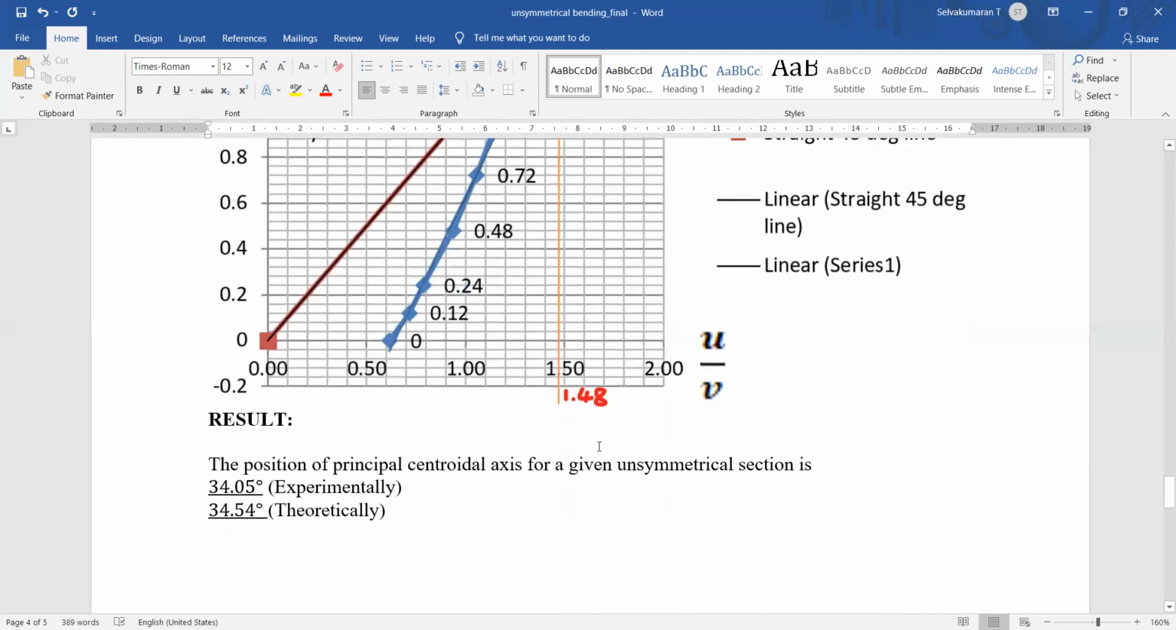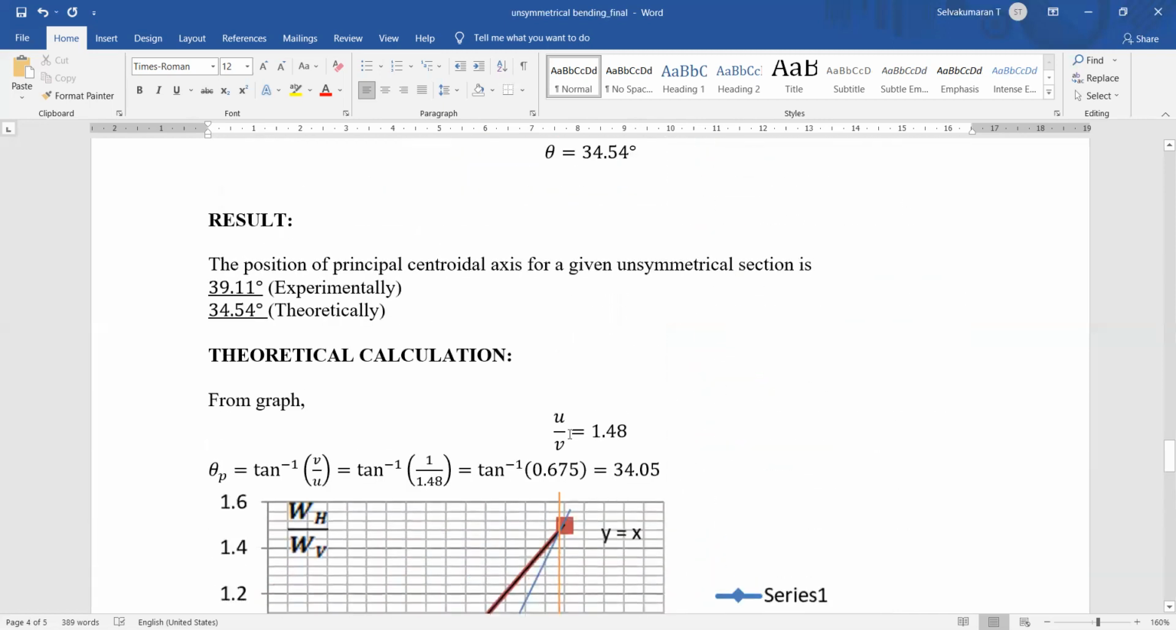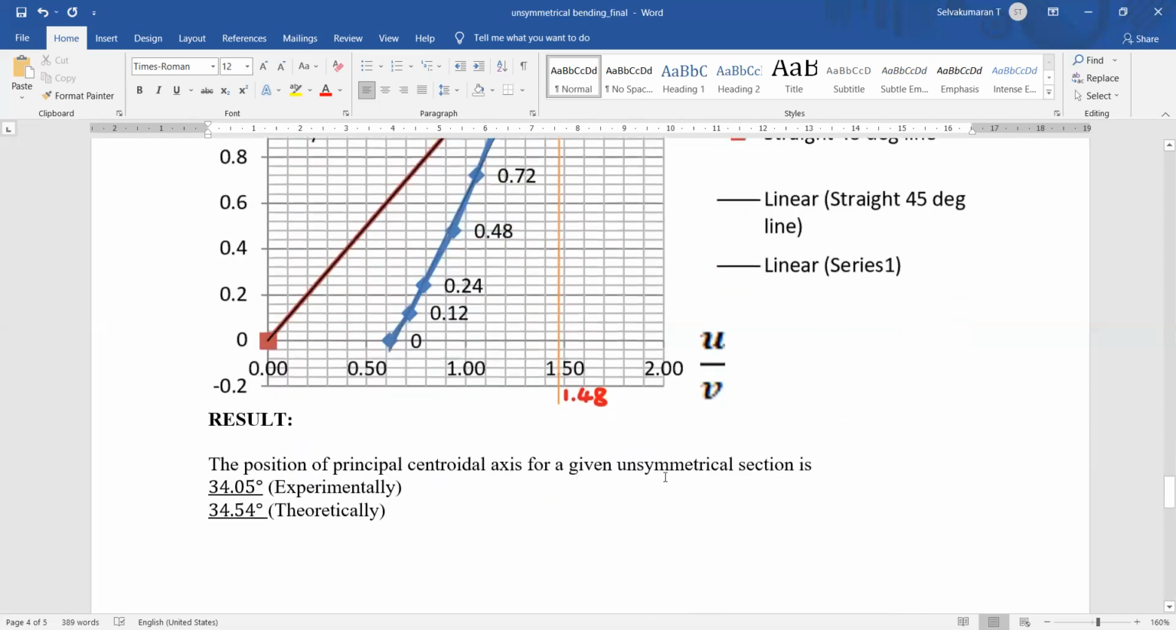So if I take a tan inverse of this, okay, here I have given u by v is 1.48, tan inverse is 34.05 degree. So experimentally, 34.05 degree is the location of the principal plane, and theoretically 34.54 degree.